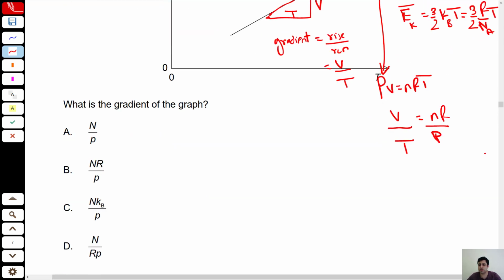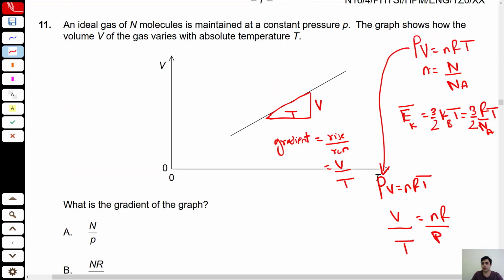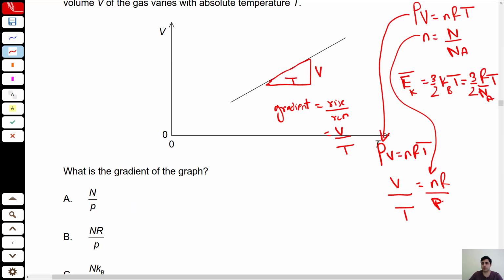No, nothing matches. It looks like there is no small n, so we have to get rid of this small n. To get rid of the small n, we can use the second equation and substitute it into here. Okay, let's do the substitution. If you do this substitution, this will become n over NA, and then R over P as it is.